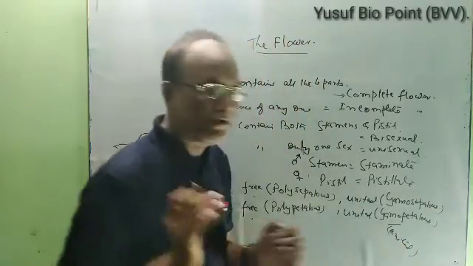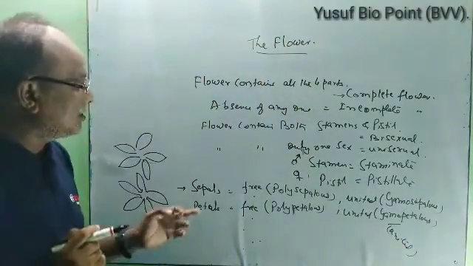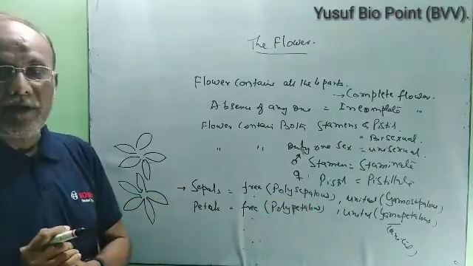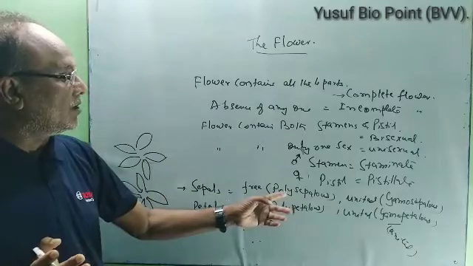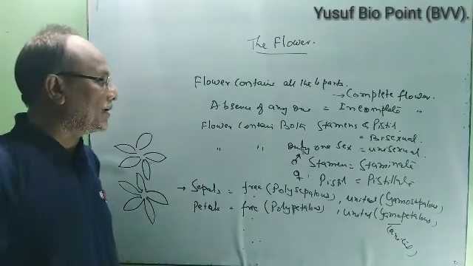When they are found in the united condition, they will be called gamosepalous or gamopetalous, and when they are free, separate from each other, they are called polysepalous or polypetalous.